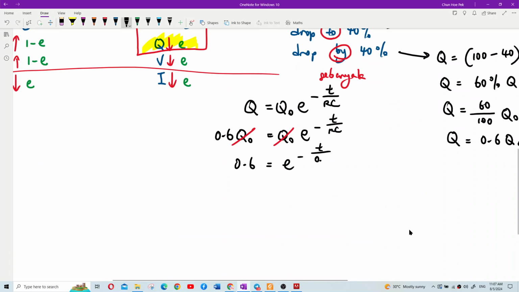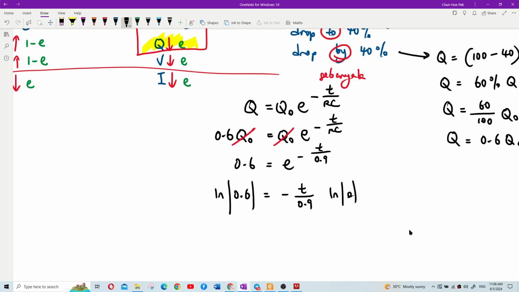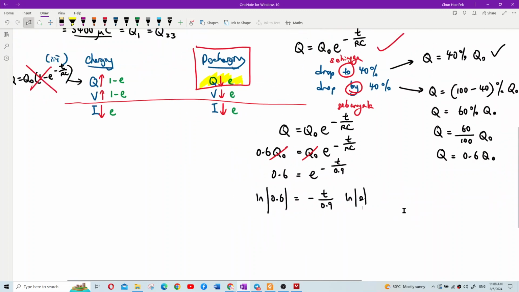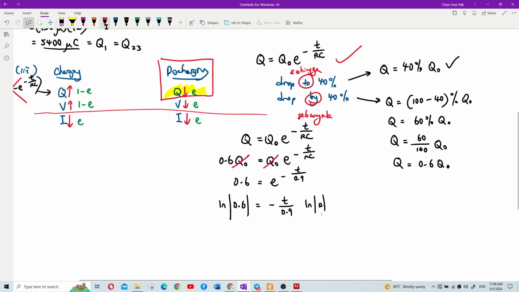0.9. So this is negative T over 0.9 ln E. So what answer? Ln E is equal to 1. So you get it. So you can find the time release.